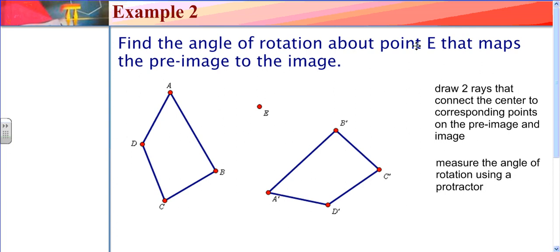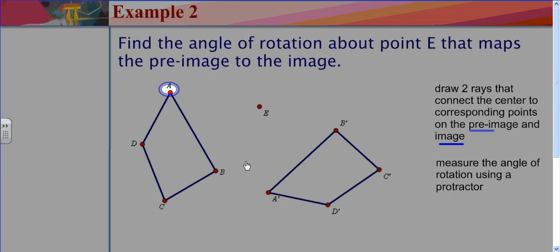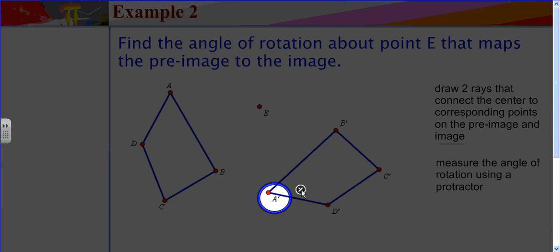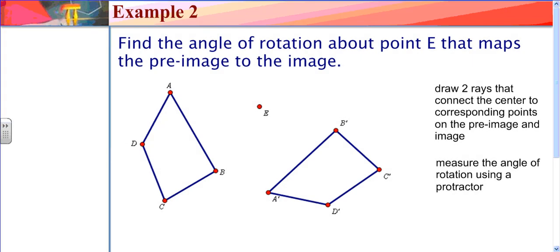All right, let's look at another example of a rotation. Let's find the angle of rotation about point E that maps the pre-image to the image. How can we figure out what the angle of rotation is if I've just been given the two figures? Well, what you want to do is draw two rays that connect the center of rotation, so that would be point E, to the corresponding points on the pre-image and image. So we want to choose two corresponding points. So for example, we might choose point A, and then A prime is down here. So those are my two corresponding points. We want to draw two rays that connect the center of rotation and go through those corresponding points.